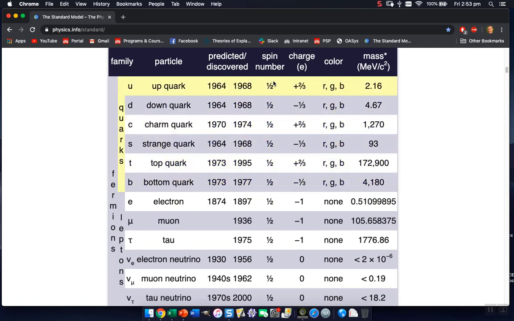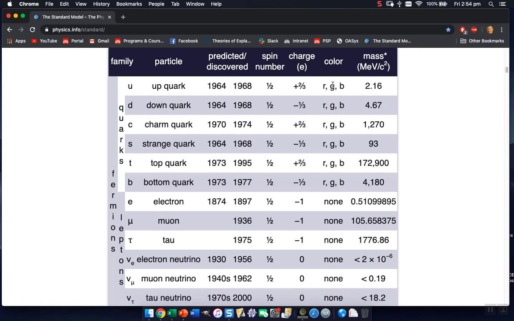The quarks have spin number 1/2. They have charge in terms of electron charges. So the electron charge, 1.6 by 10 to the minus 19 coulomb, is this unit of charge. So the up quark has plus 2/3, down quark has minus 1/3, etc. They have color. This is quantum chromodynamics, which we won't get into at all and is not gone into in the secondary syllabus. But color is also conserved, as well as charge and spin.